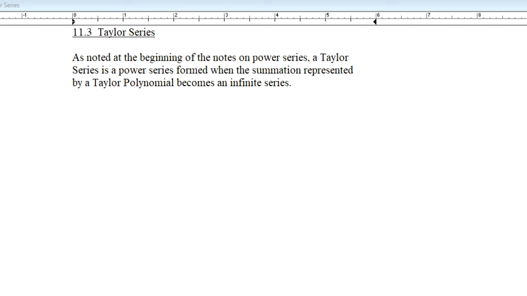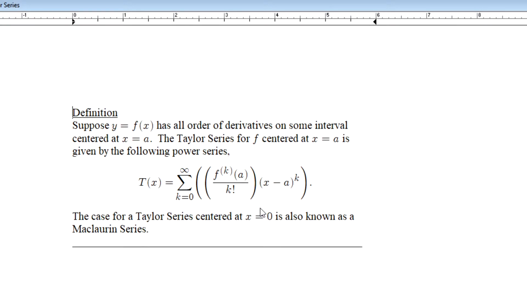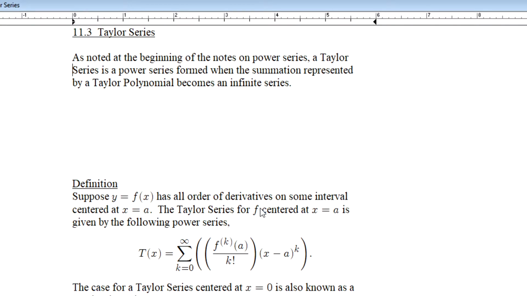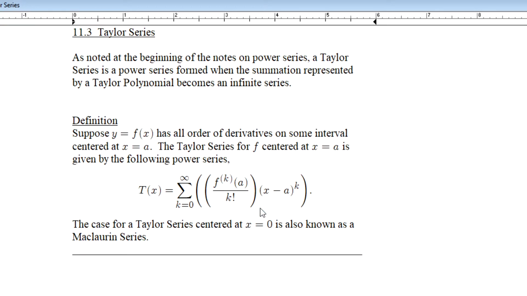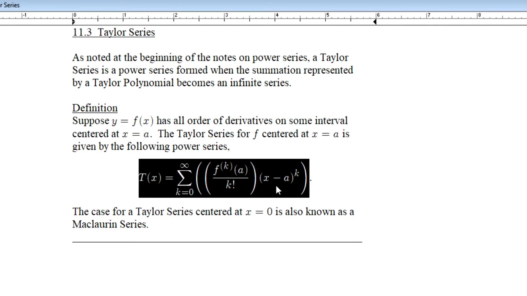And as we're going to see in the definition, a Taylor series is really just a power series, right? So, as noted at the beginning of the notes on power series, a Taylor series is really just a power series formed when the summation represented by a Taylor polynomial becomes an infinite series, right? And we see that developing down here.